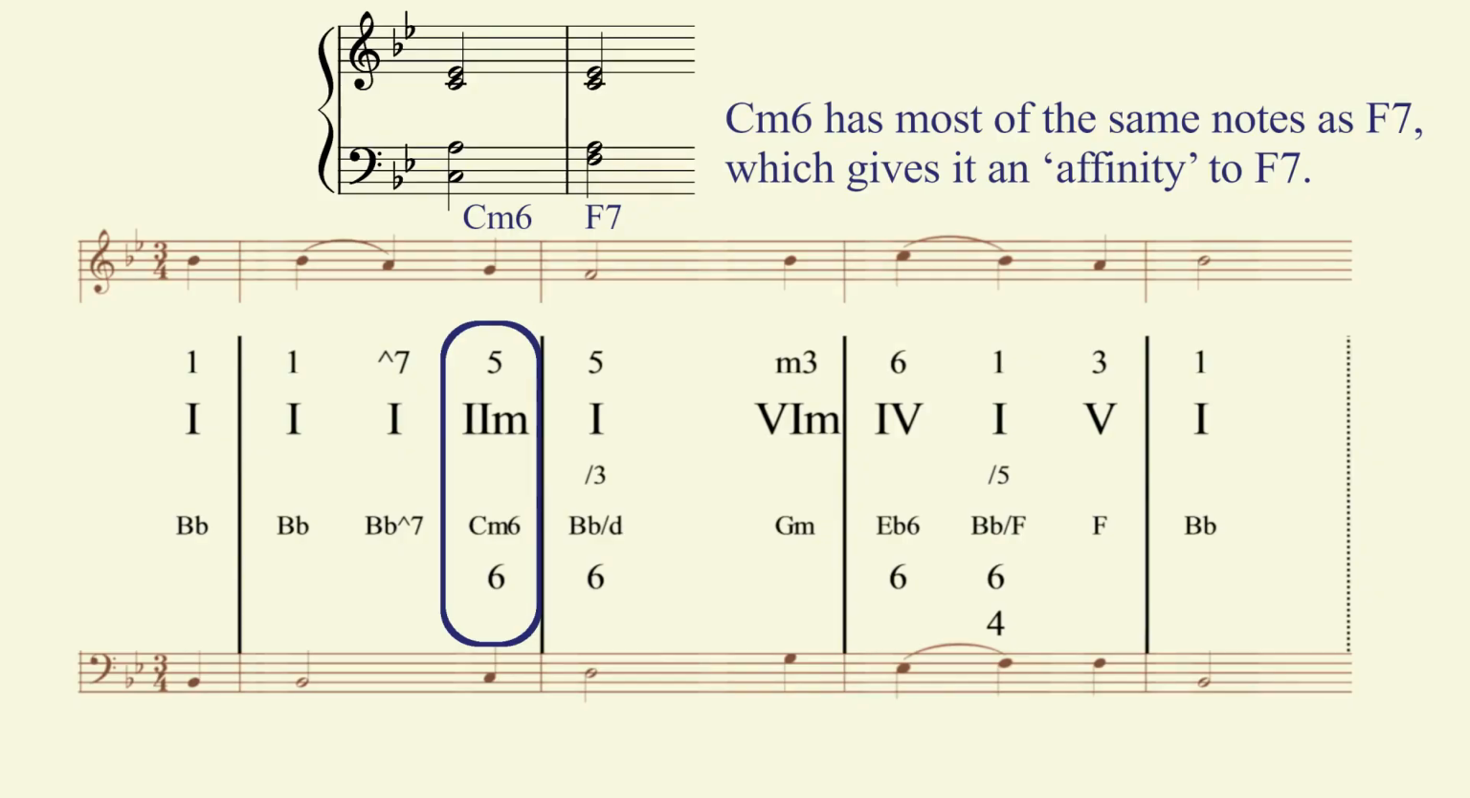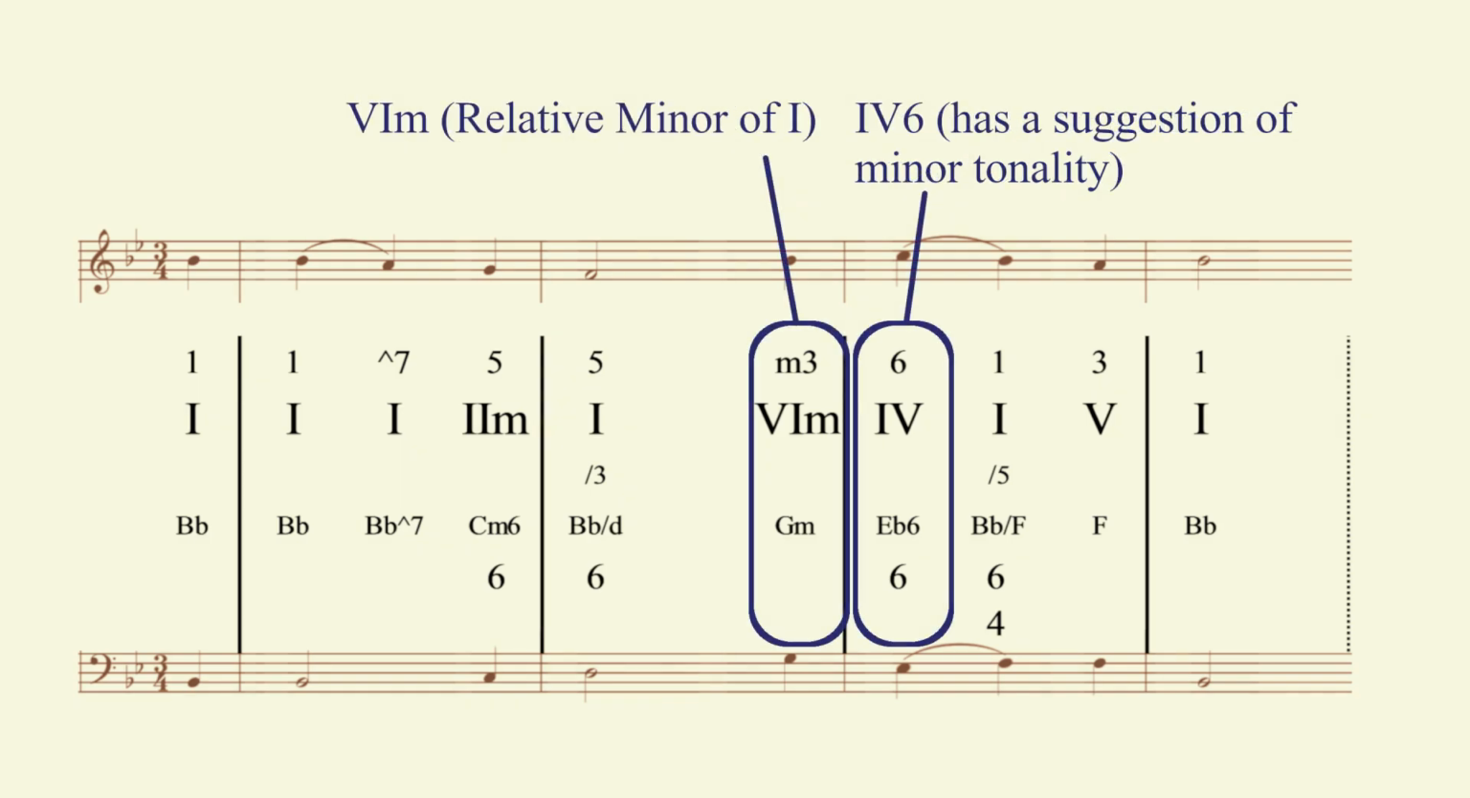Looking at it in detail, in bar 2, C minor 6th has most of the same notes as F7. So the change here from 2 minor 6th to 1 is like a softer version of 5-1. In bars 3 and 4, he has the 6 minor, the relative minor of the tonic, so closely related to the tonic, and an E flat 6th.